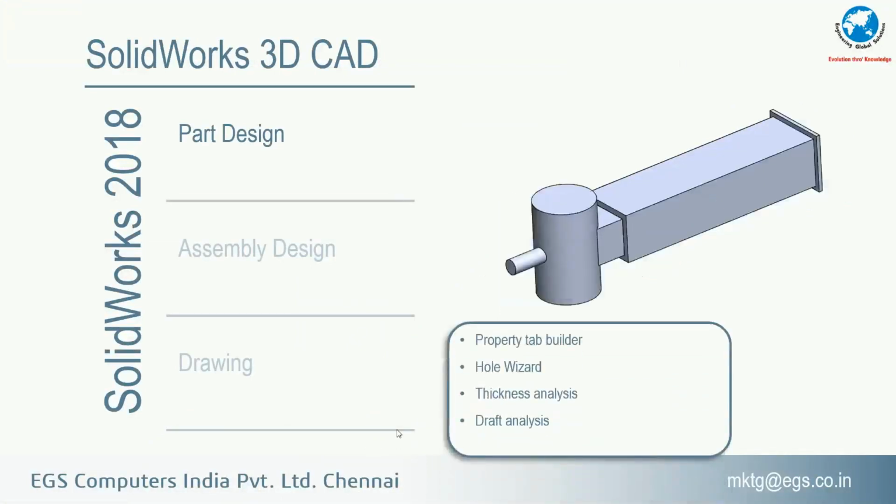In part design, we have the property tab builder where we can assign the properties of each material, so that once we have drawn it and sent it to manufacturers or users, we can easily track it down. And hole wizards, where standardized holes are available through which we can align holes, and we can also request the suppliers to provide specific dimensions. Then, if we are manufacturing this drawing, we can analyze the thickness and draft for the manufacturability or the feasibility of the design for manufacturing.